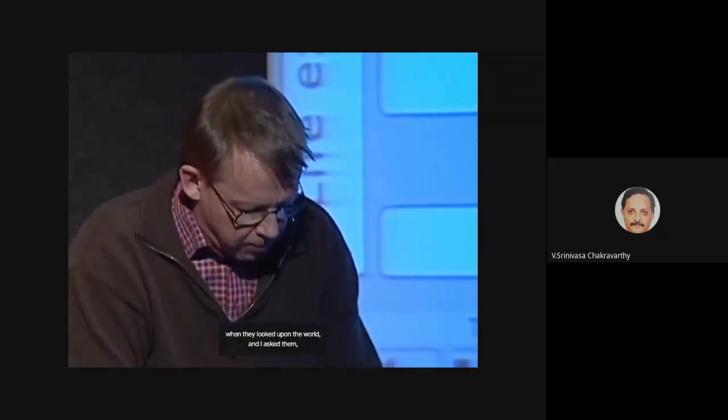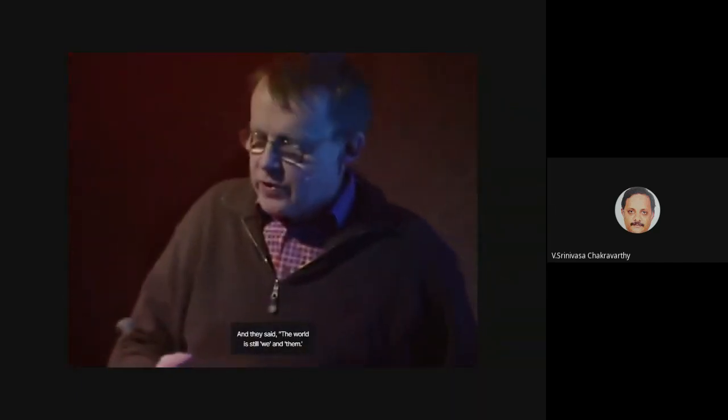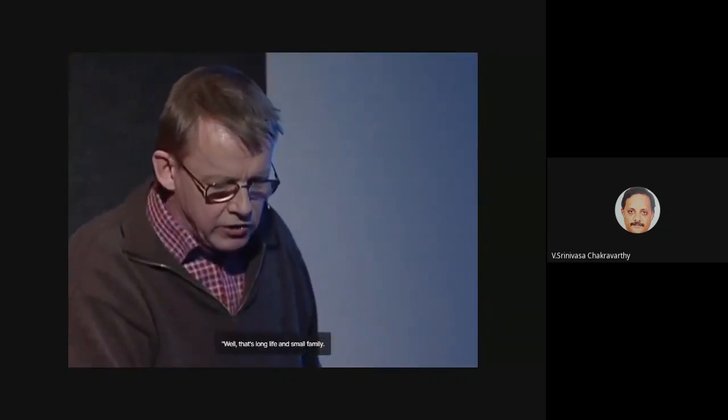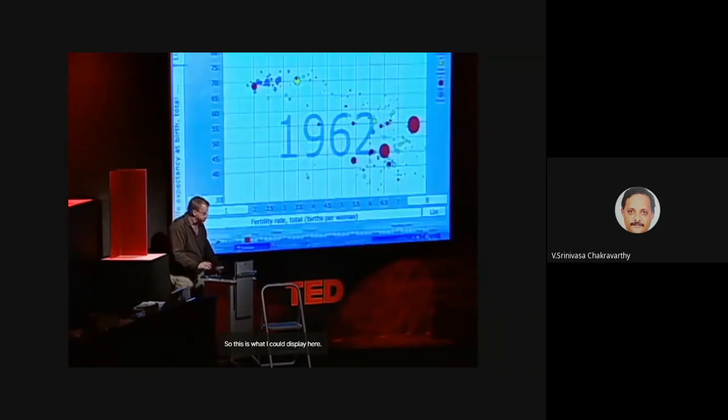Because my students, what they said when they looked upon the world, and I asked them, what do you really think about the world? Well, I first discovered that the textbook was Tintin mainly. And they said the world is still we and them. And we is Western world, and them is third world. And what do you mean with Western world? I said, well, that's long life in small family, and third world is short life in large family. So this is what I could display here.